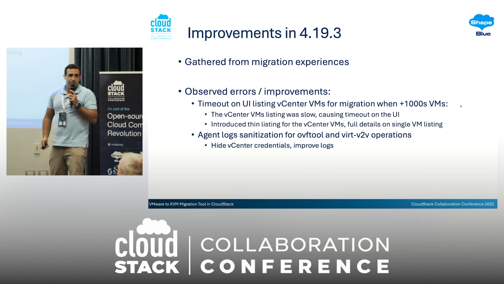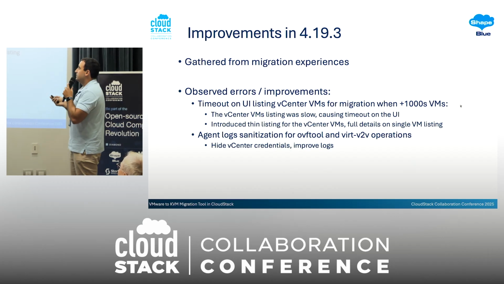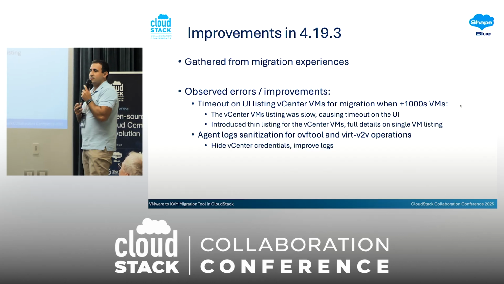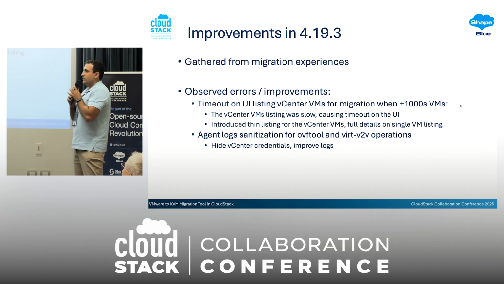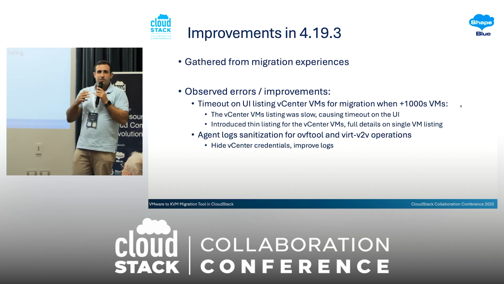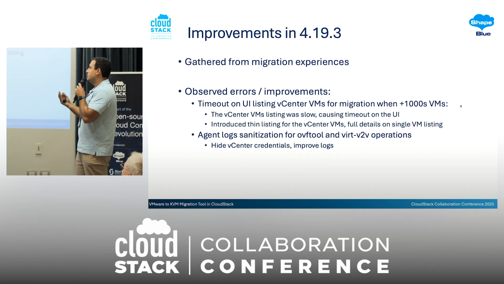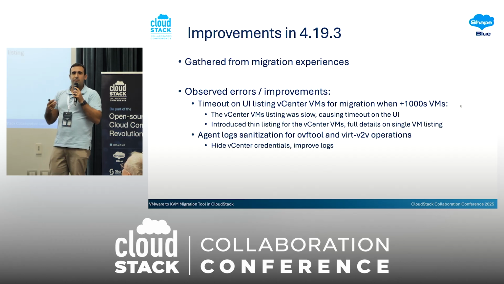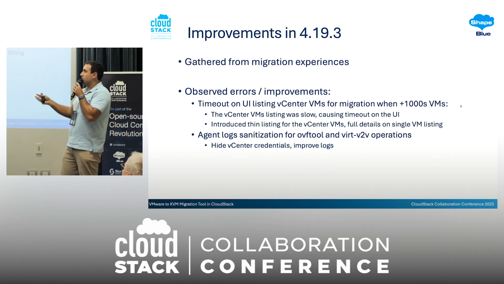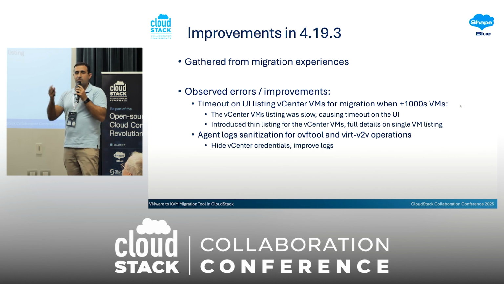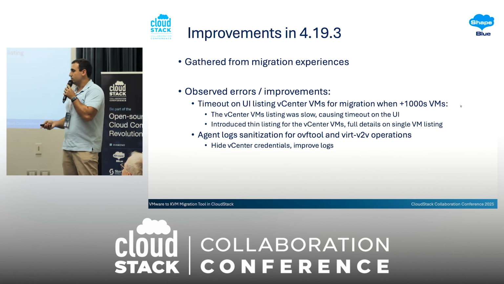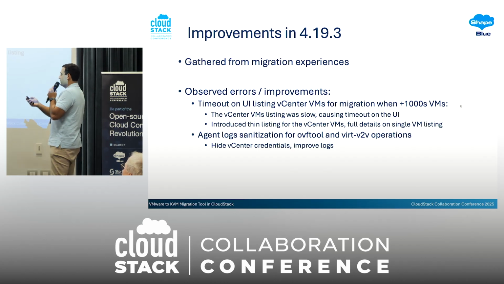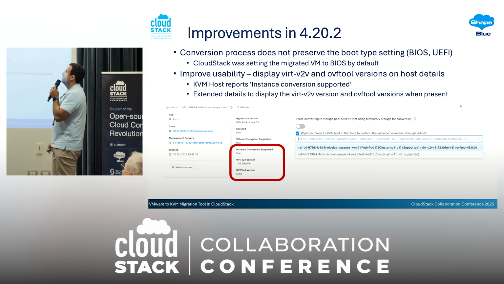Now we'll go through very quickly the improvements that we have made for fixing those listing timeout issues. If you were trying to list all the VMs in a vCenter with a lot of VMs, there were some timeouts. That was because of CloudStack trying to fetch all the information at once. So we have split that process into a thin listing and then a full listing when you want to select one VM. Then we have introduced some log sanitization to improve the logs.